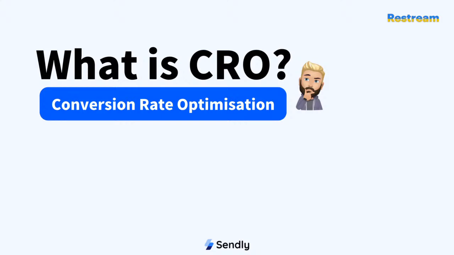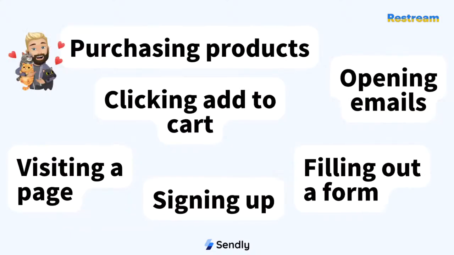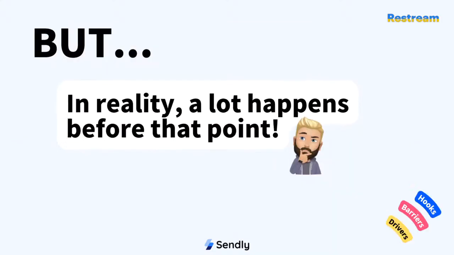All right, so what is actual conversion rate optimization? Some of you guys may know it as CRO, or you just know it as conversion rate optimization, but what is it in a nutshell? Basically it's increasing the percentage of users who perform a desired action. And those actions can be literally anything from purchasing products, opening emails, signing up to one of your offers or a download, clicking add to cart buttons, visiting a specific web page or an email, or even filling out a form on your website. Those are the type of actions that we can start taking a look at.